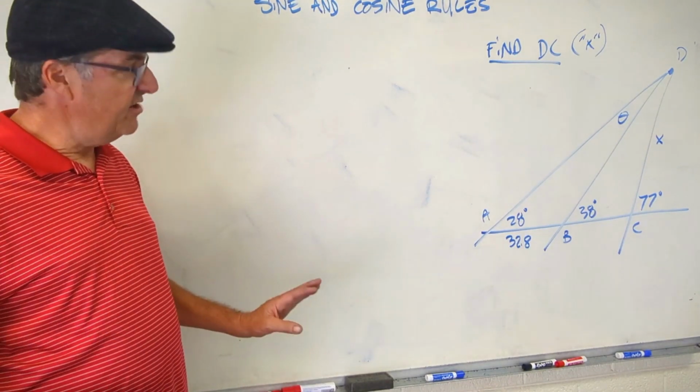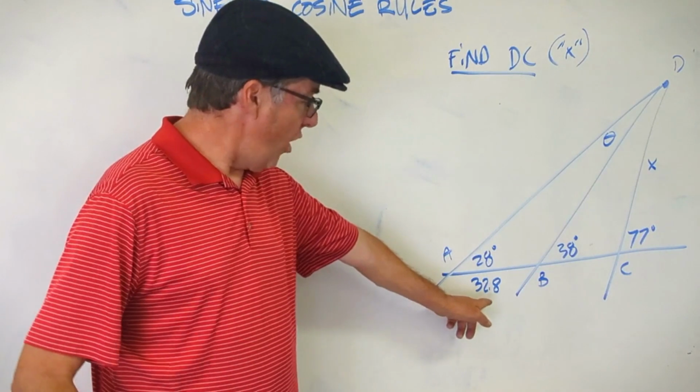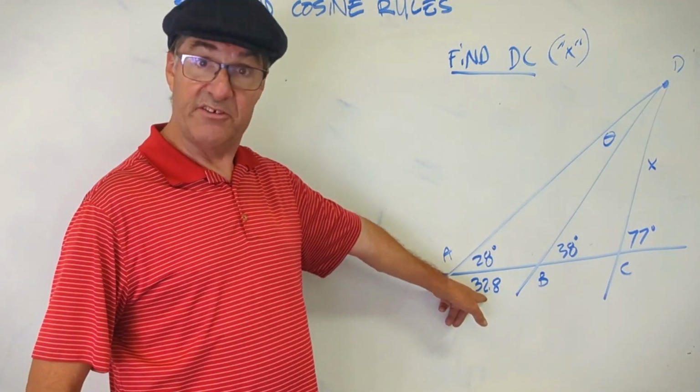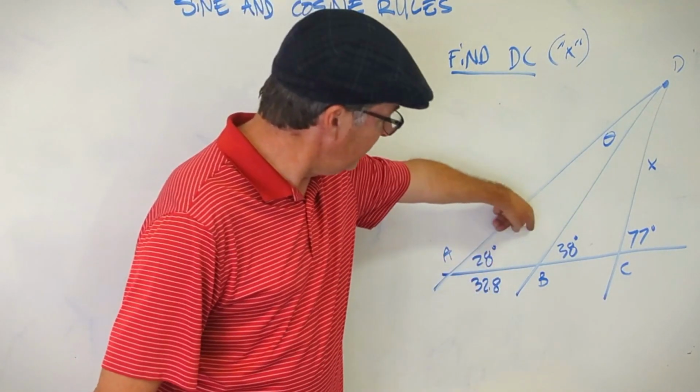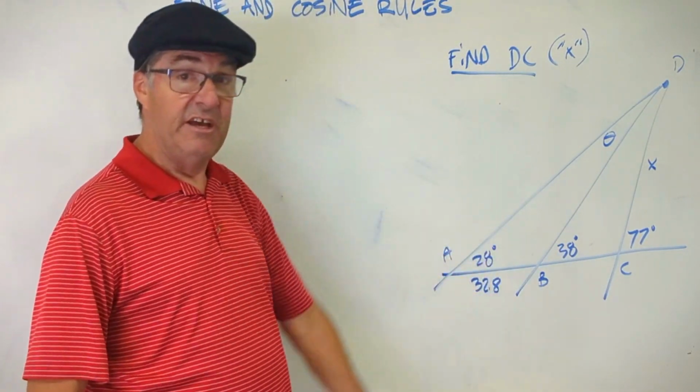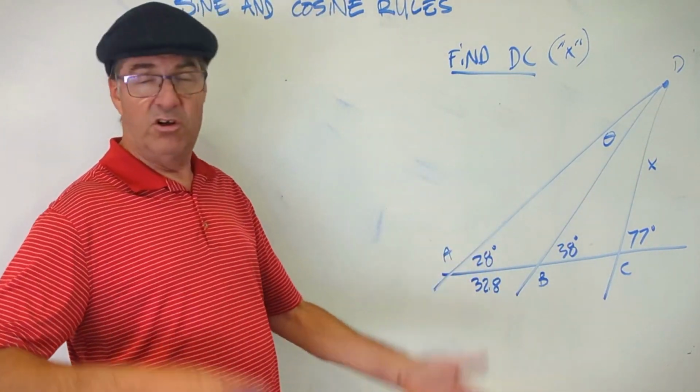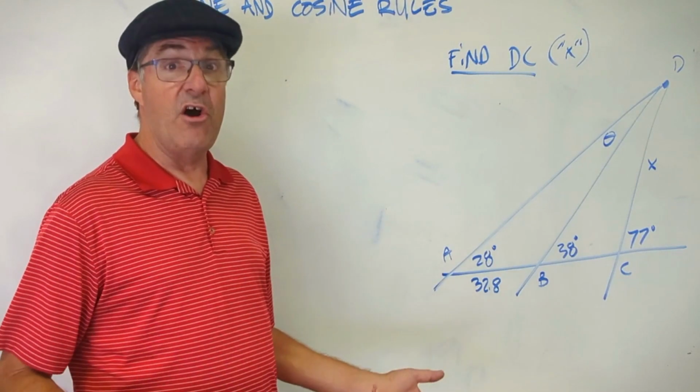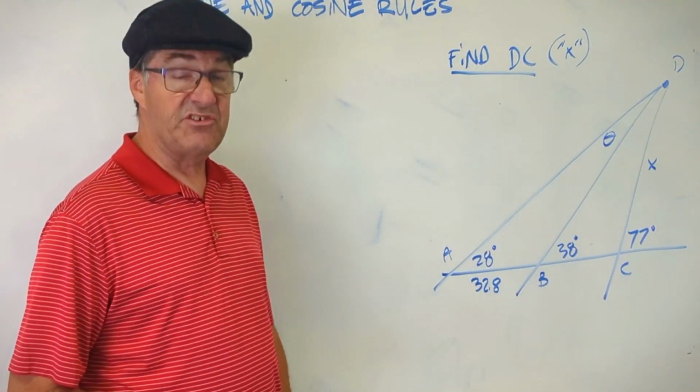Okay, now here's the thing. We have only one length given to us. So we're going to have to start in this triangle with the length. If we don't have any lengths, sine rule, cosine rule, all those things, they're no help. You need a length to get started.